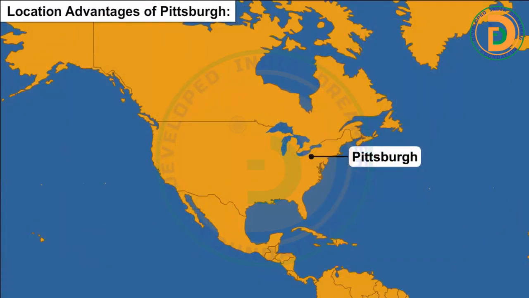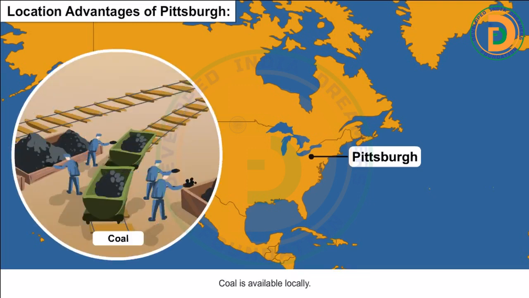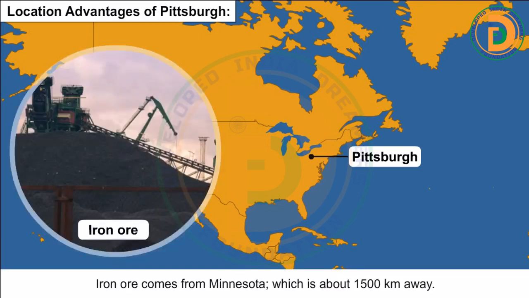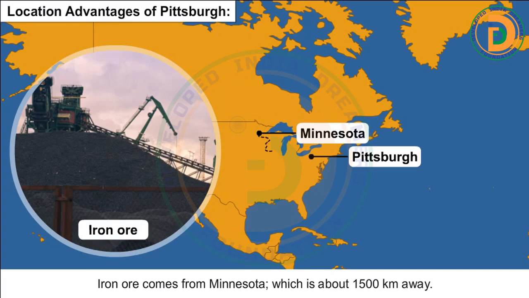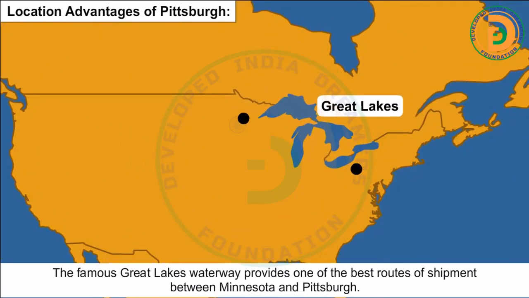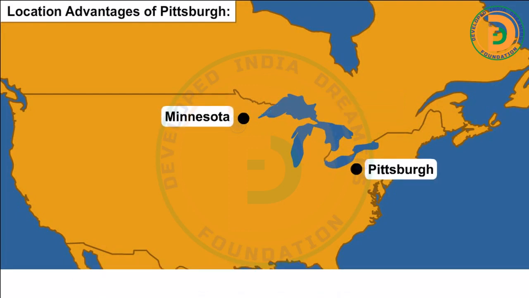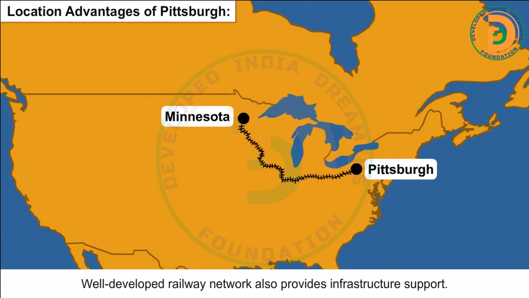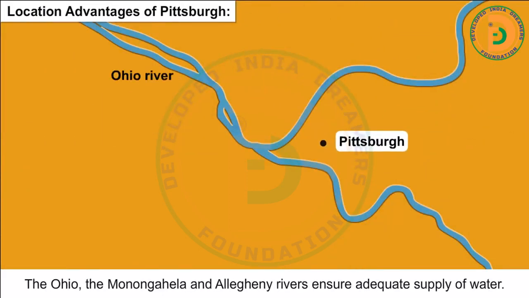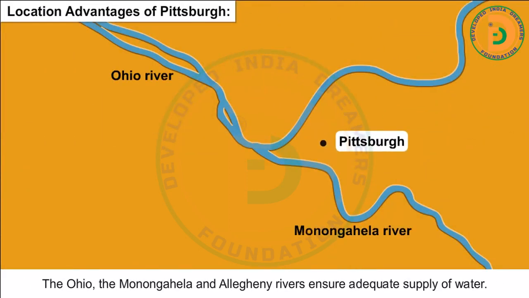Location advantages of Pittsburgh. Coal is available locally. Iron ore comes from Minnesota, which is about 1,500 kilometers away. The famous Great Lakes Waterway provides one of the best routes of shipment between Minnesota and Pittsburgh. A well-developed railway network also provides infrastructure support. The Ohio, the Monongahela and Allegheny rivers ensure adequate supply of water.